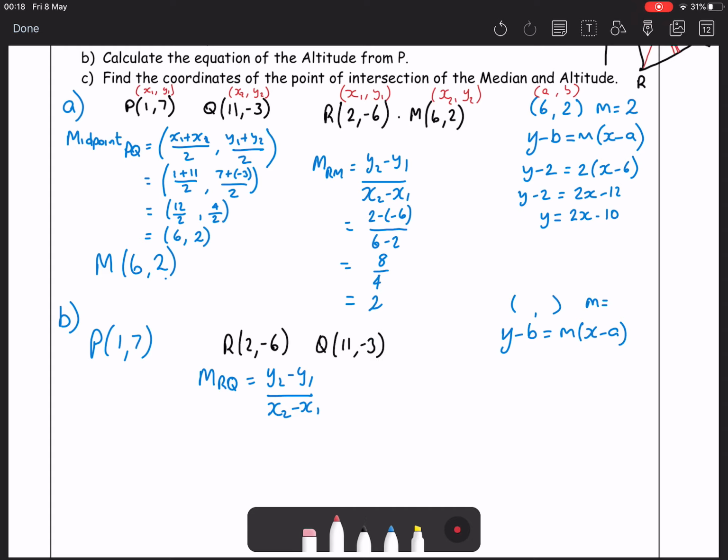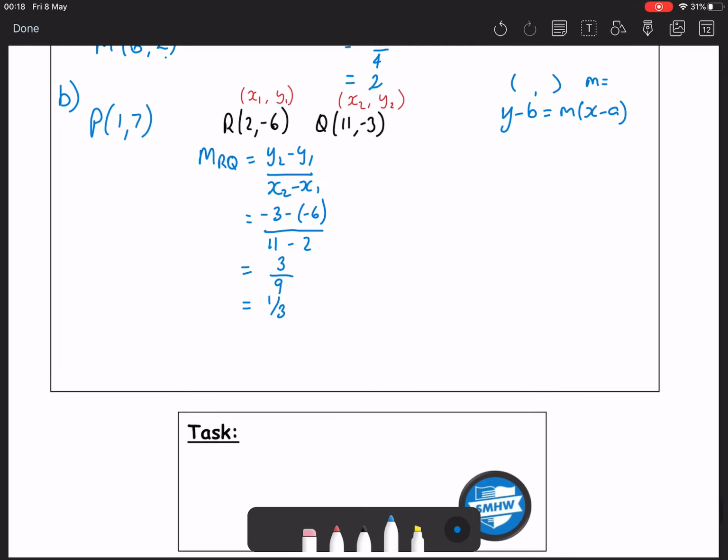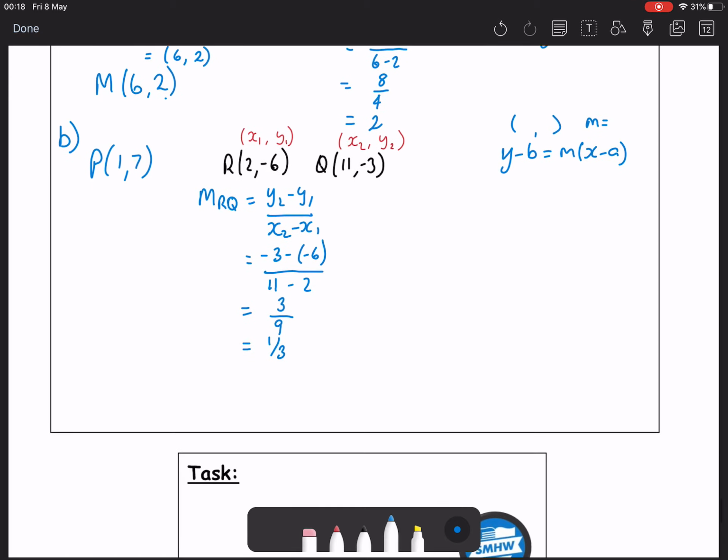Label my points. x and y my first, and x and y my second. y2 minus y1 is 3 minus 6, and x2 minus x1 is 11 minus 2. Minus 3 plus 6 would give me a positive 3 all over 9, which is equal to 1/3. So that's my gradient of RQ.